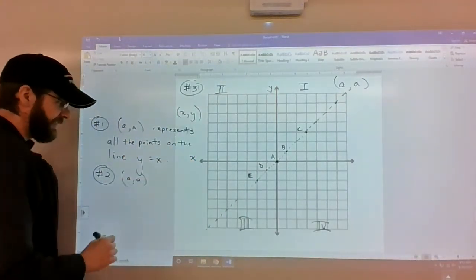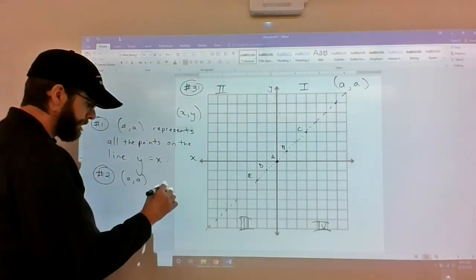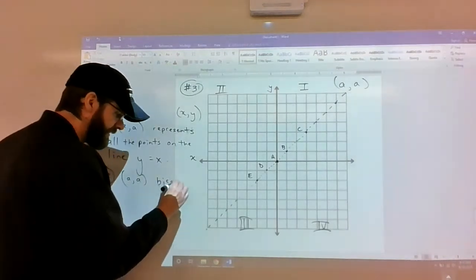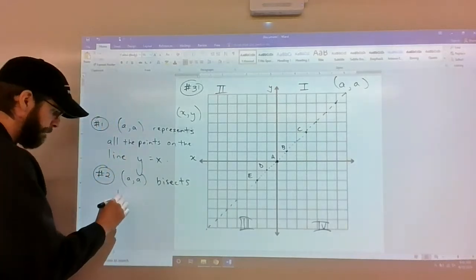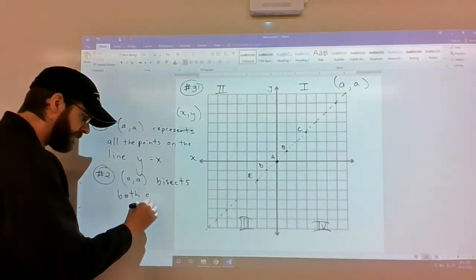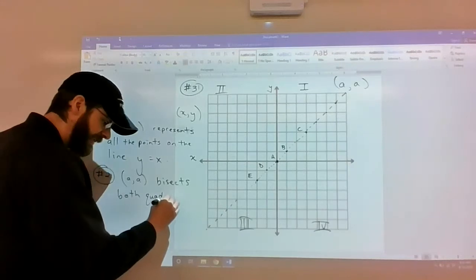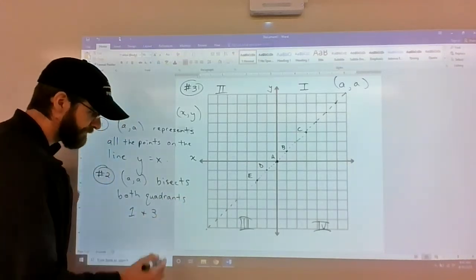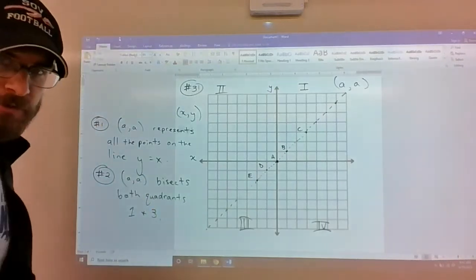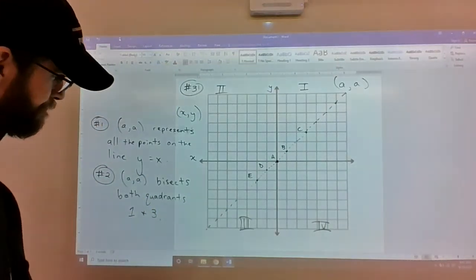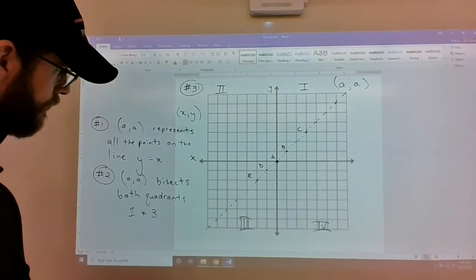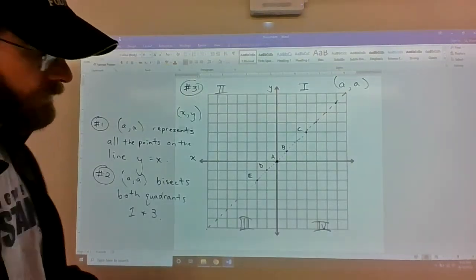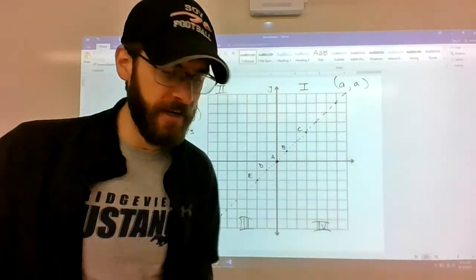A, A, the set of all points A, A, bisects both quadrants 1 and 3. So those would both be acceptable answers for number 3. Let's talk about number 7 now.